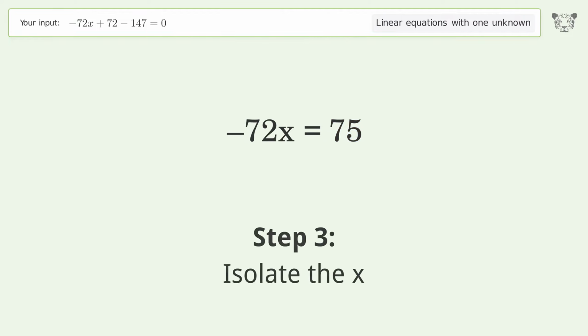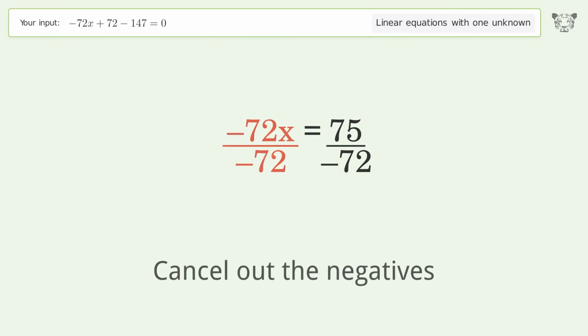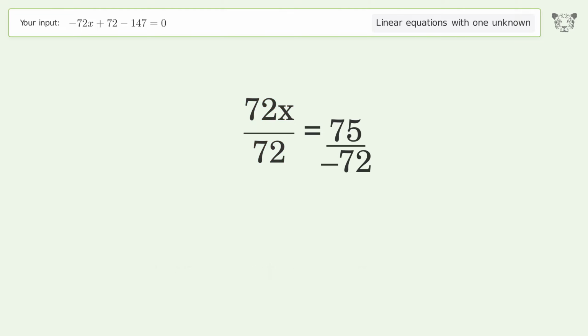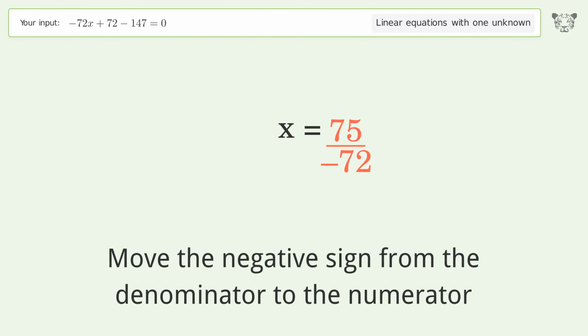Isolate the x. Divide both sides by negative 72. Cancel out the negatives. Simplify the fraction. Move the negative sign from the denominator to the numerator.